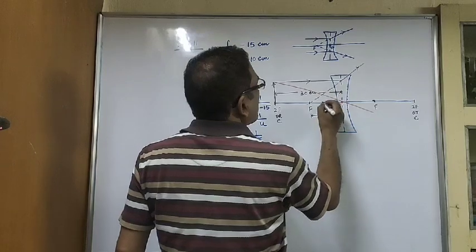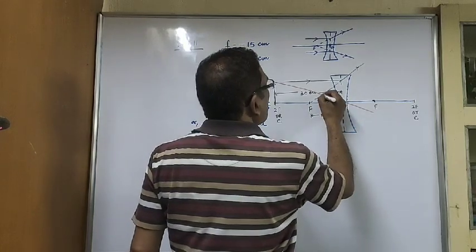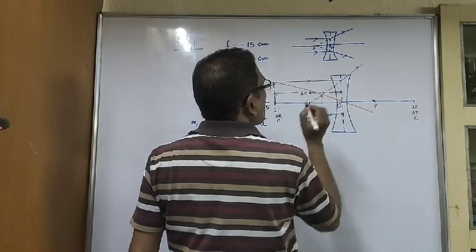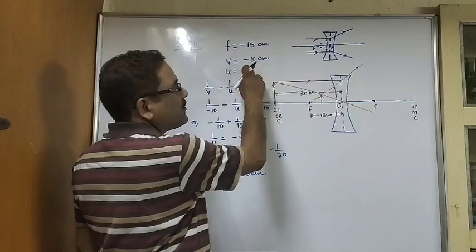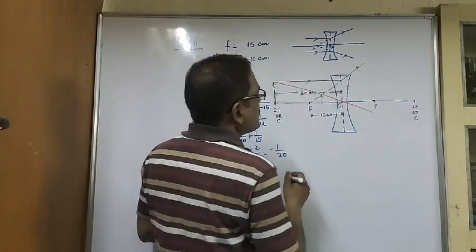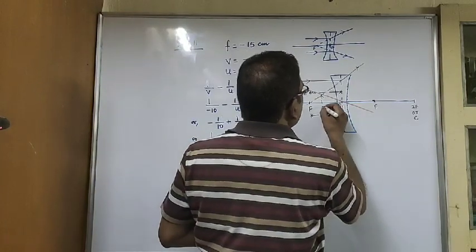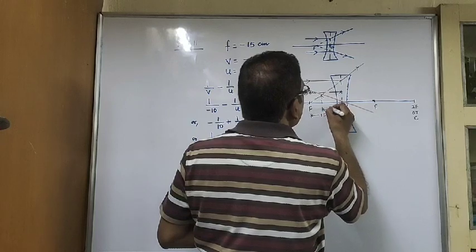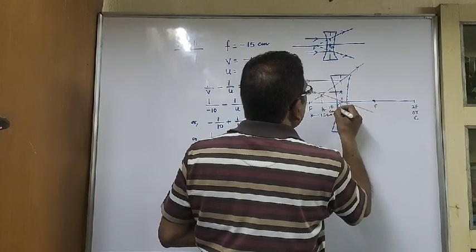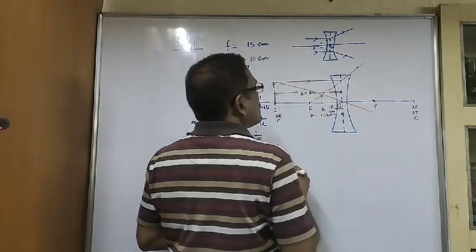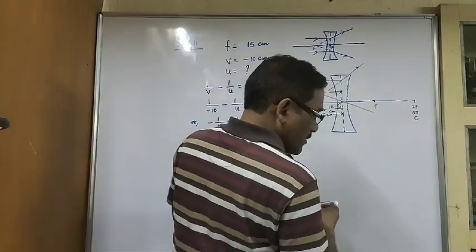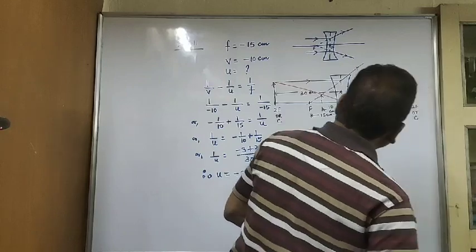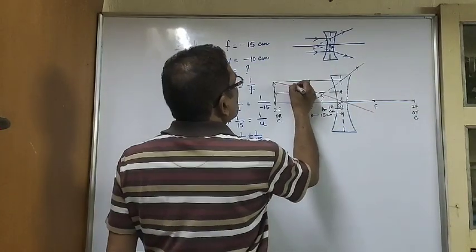So make it move straight. A virtual image will be formed here, and the distance of the image from the lens is given as 10 centimeters. So this distance is 10 centimeters. In this way you have to draw the ray diagrams and solve the problem.